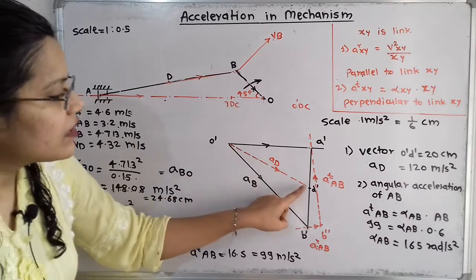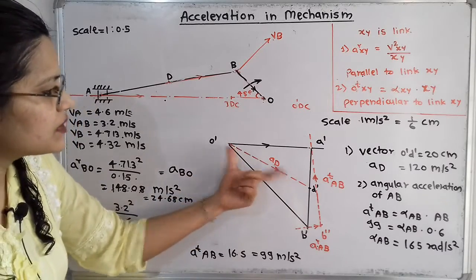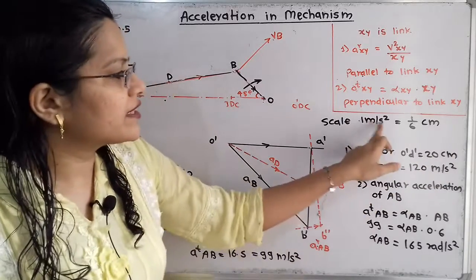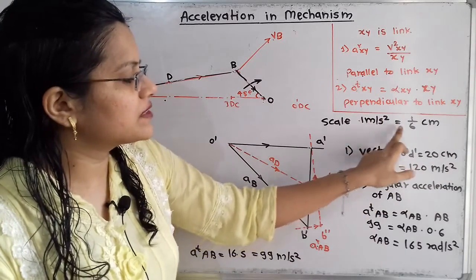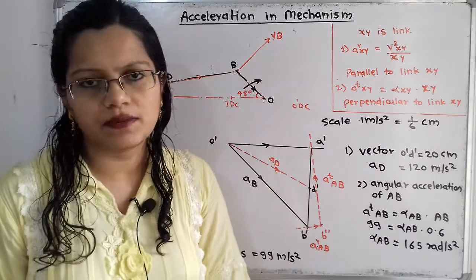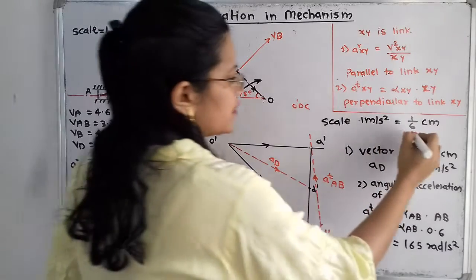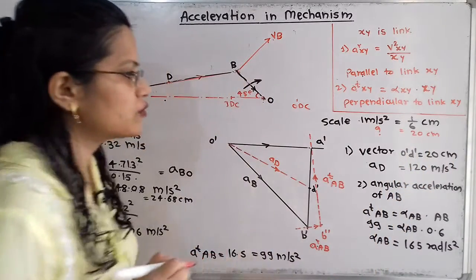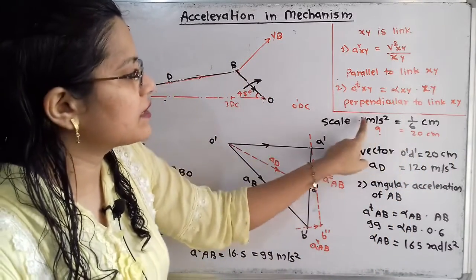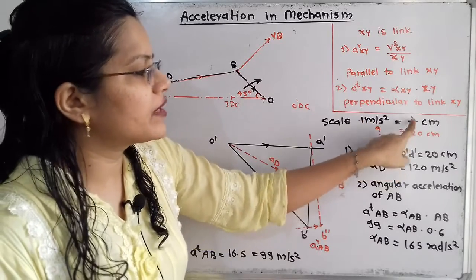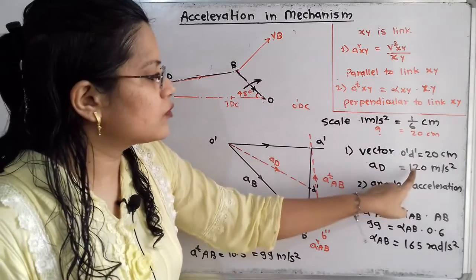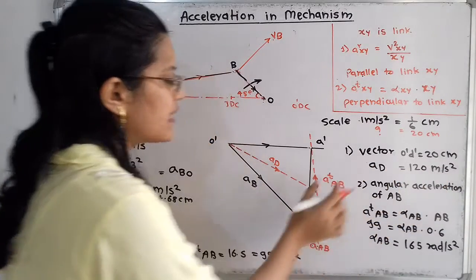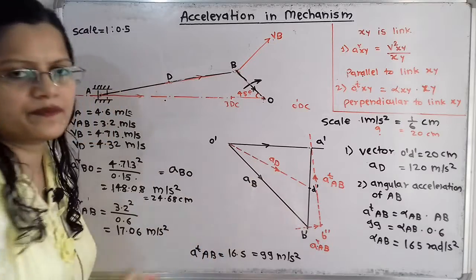If we measure the length of this vector O dash D dash, it is equal to 20 centimeter. Here the scale is 1 meter per second square equals 1 by 6 centimeter. So for 20 centimeter, what is the value of acceleration? 20 multiplied by 1 divided by 1 by 6, which is equal to 120 meter per second square. So this is the magnitude of the acceleration at this point D.